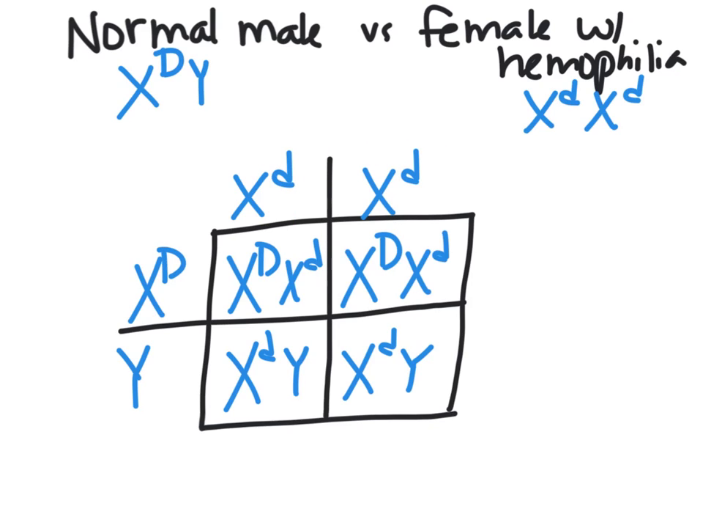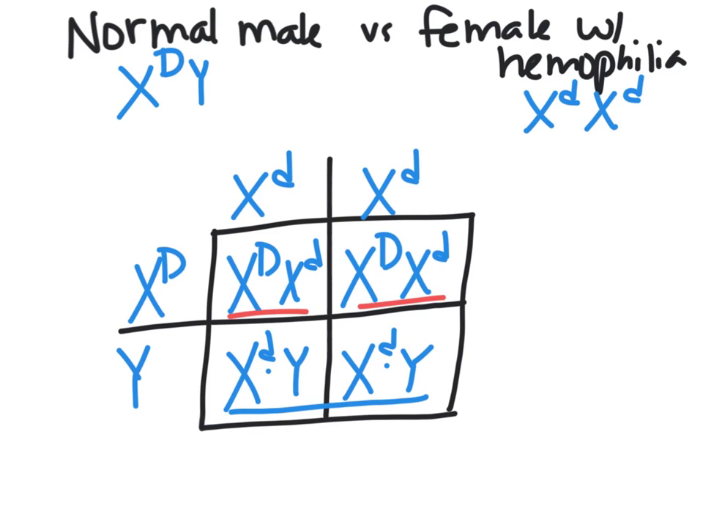Looking at our offspring, these are our female offspring, and both of our female offspring will be carriers for hemophilia, but they will display a normal phenotype. And here we have both of our males, and our male offspring, XY, will both have the disorder because the mother would have passed that gene on to them.